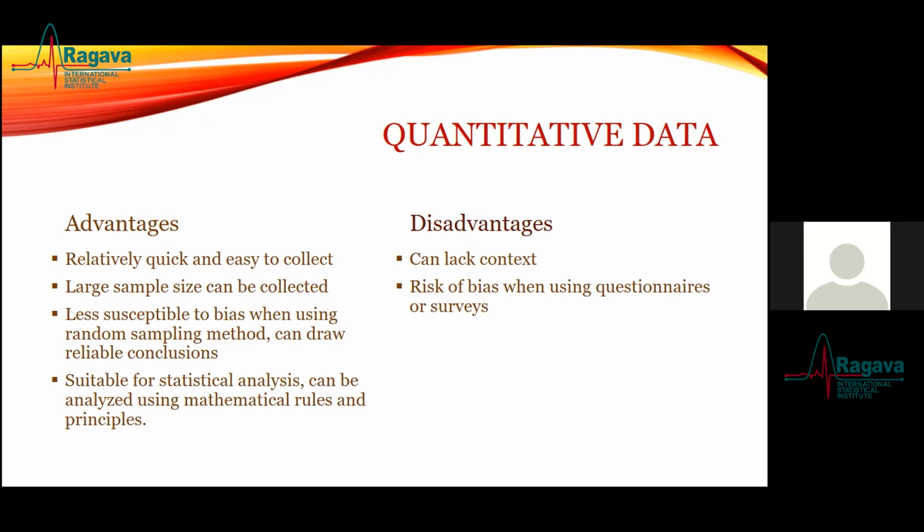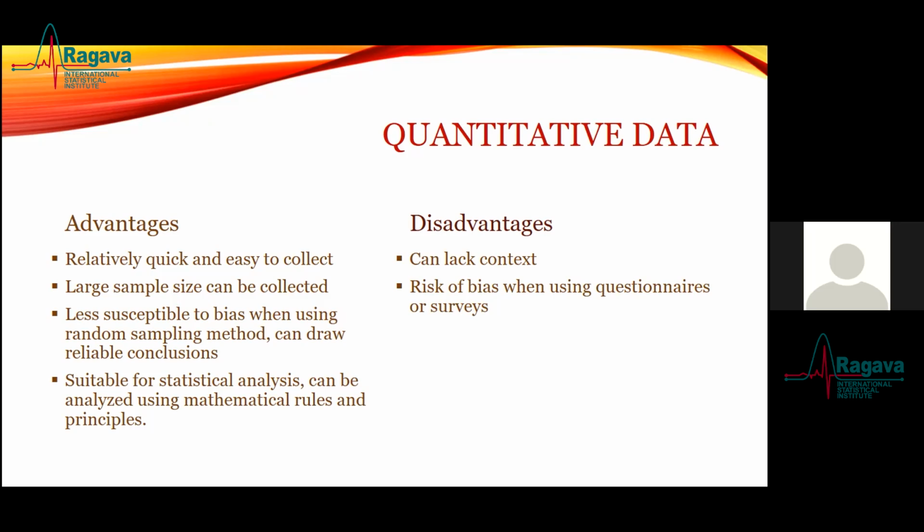And quantitative data is also less susceptible to bias when using the random sampling method. So the random sampling method is that every unit of the population has an equal chance of getting selected. So you can draw reliable conclusions. So it is more representative of the population. And quantitative data, because it is numerical in nature, is suitable for statistical analysis and can be analyzed using mathematical rules and principles.